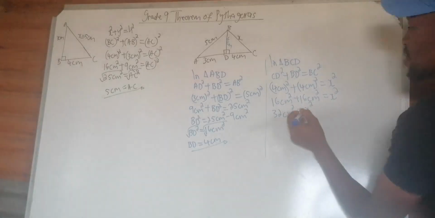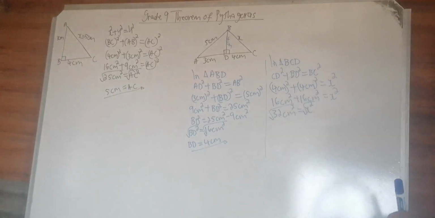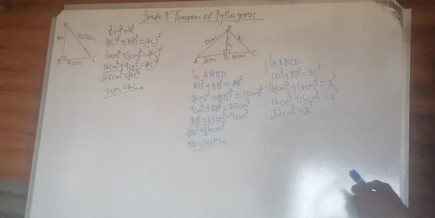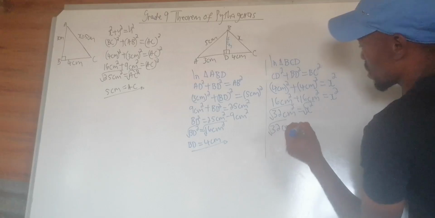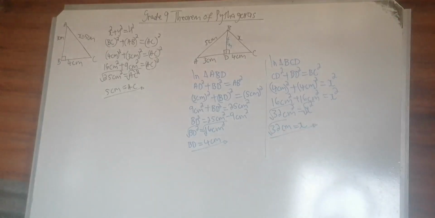From here I will take the square root of both sides. Is 32 a perfect square? I don't think it is a perfect square. Let's just say the root of 32 centimeters equals X. That becomes the value of X. But we know it has to be a value greater than 4, 4 point something, because the square root of 36 is 6, so 32 is not a perfect square. So that becomes the value of X.